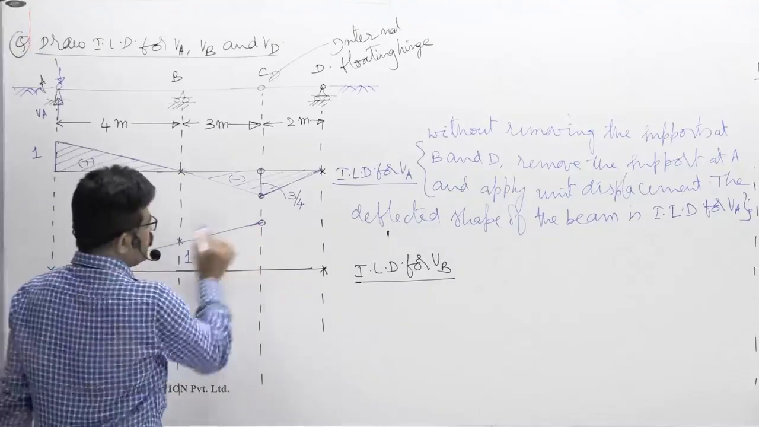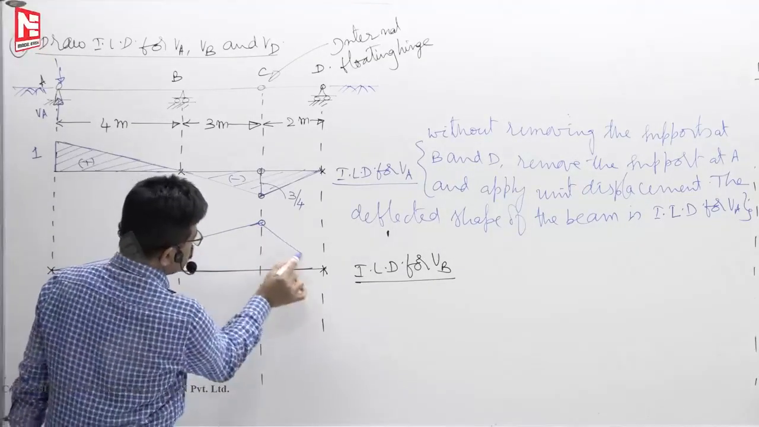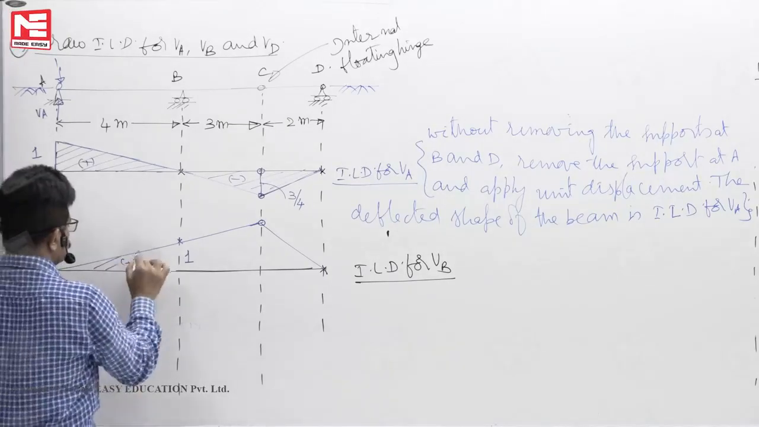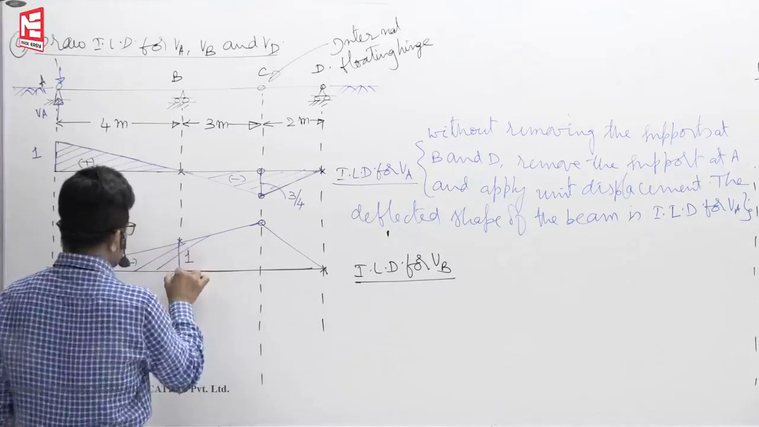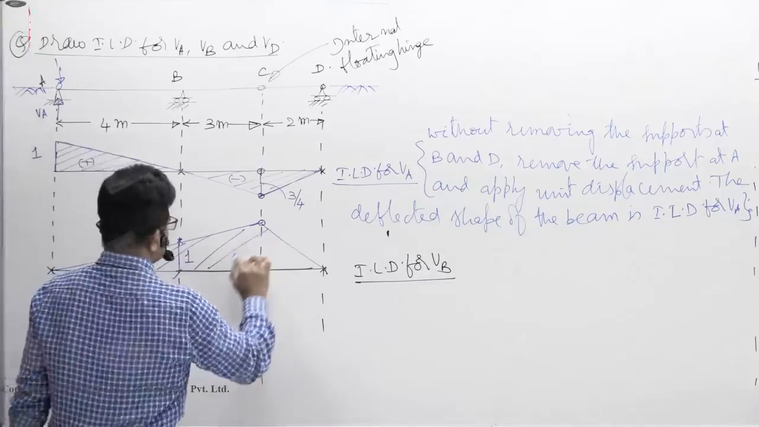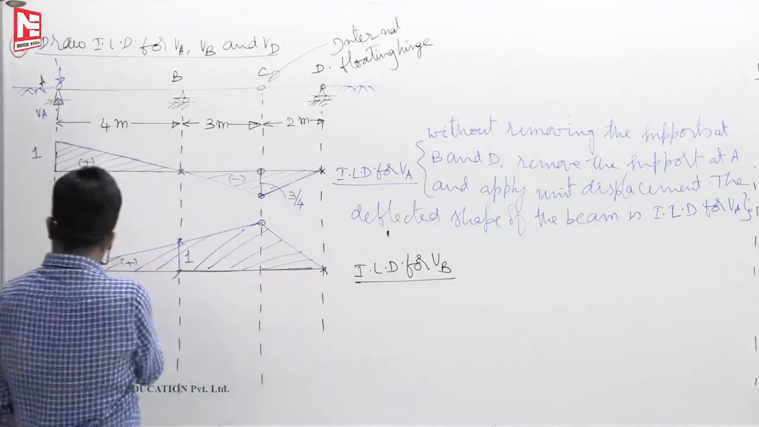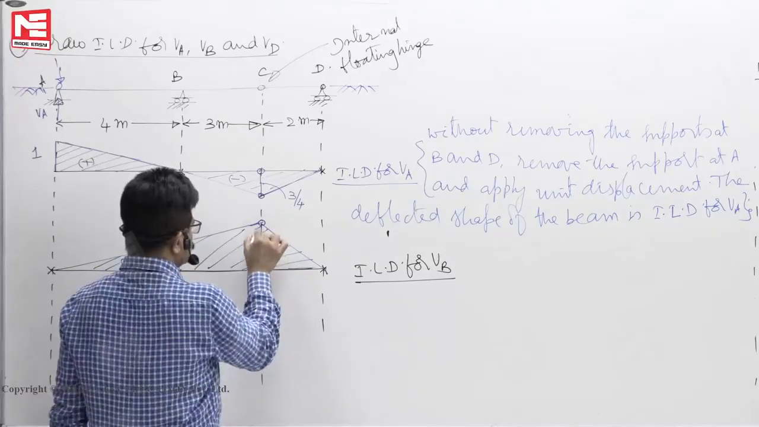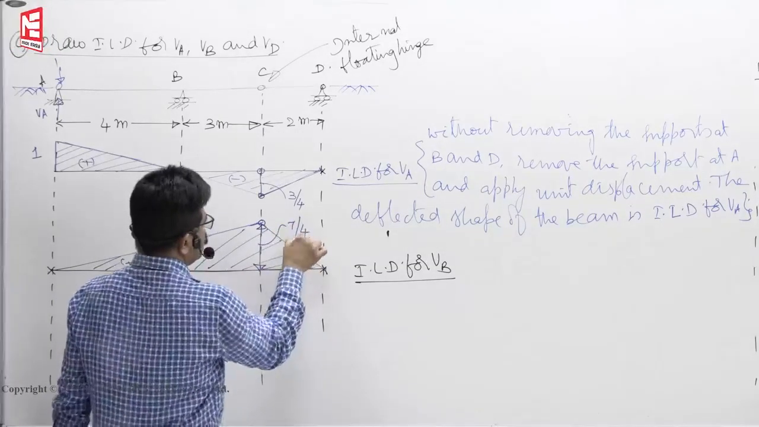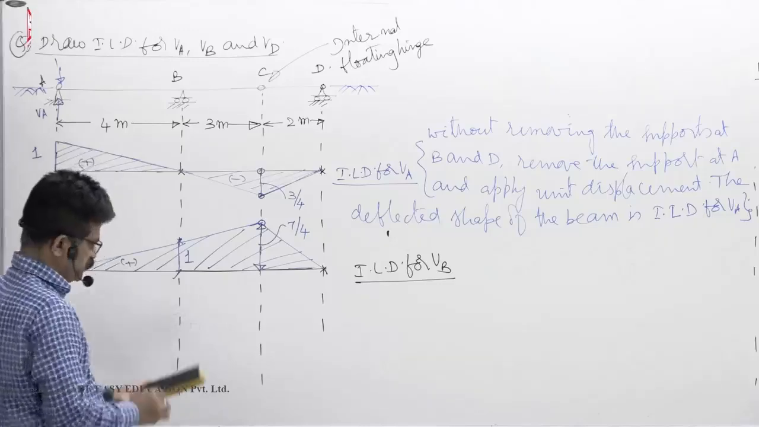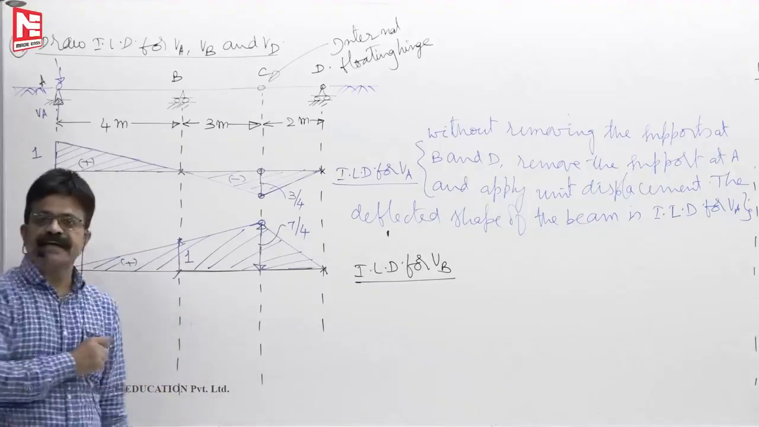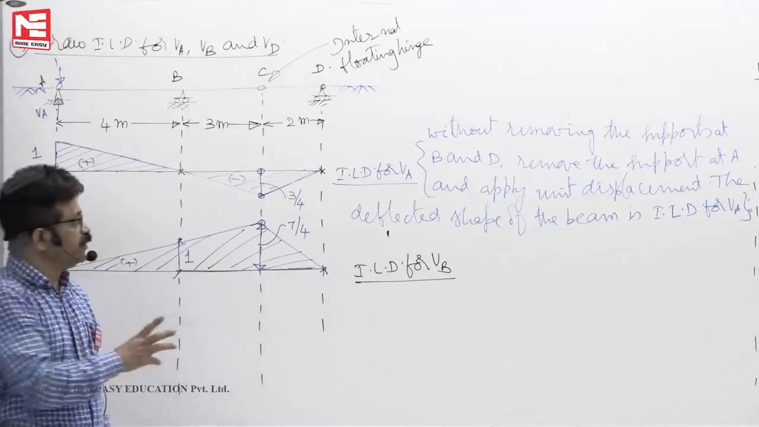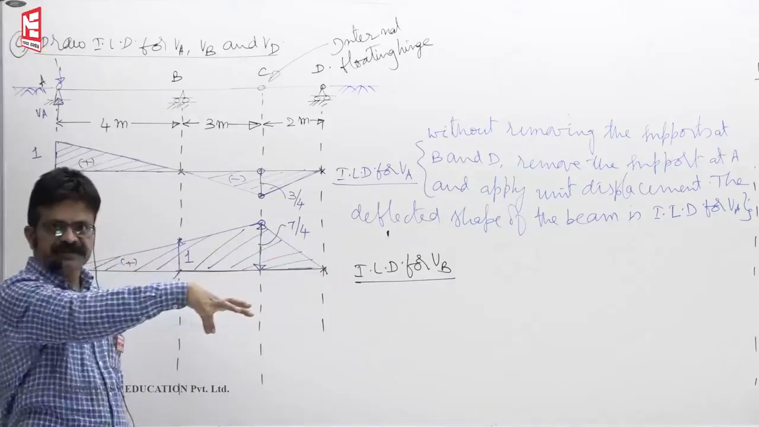So there is a pin here. Now this portion simply comes down, positive. Everything simply goes up. This ordinate is 1. See, for 4 meters 1, for 7 meters 7 by 4, linear interpolation. That's all. This influence line diagram tells you that if you want to get maximum reaction at B, you must load in the overhang portion.